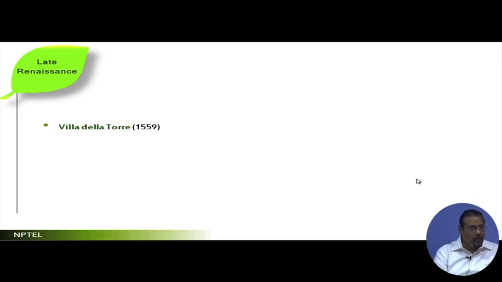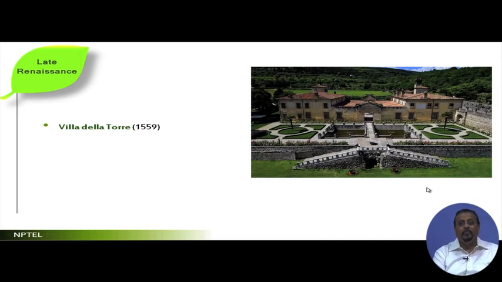In late Renaissance, we have Villa della Torre, in which, let us look at it again, the grandness remained, the structure in front, a landscape has been deliberately created. Now, it never blended with the structure, it just remained in front as a base.